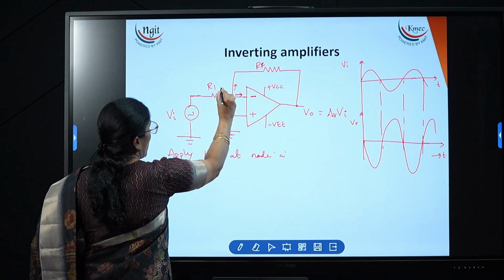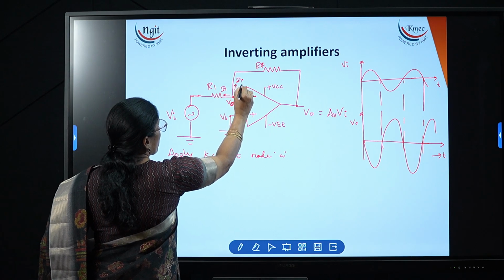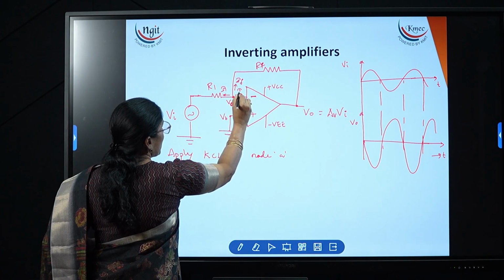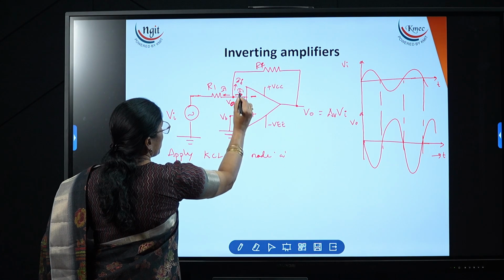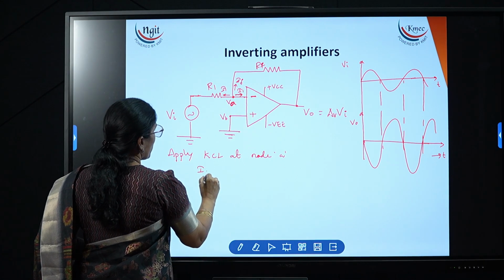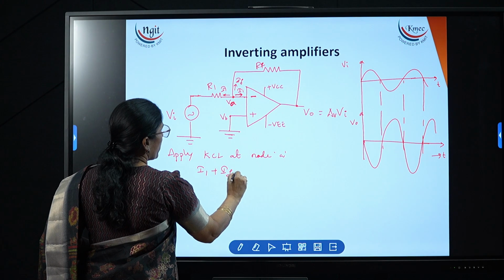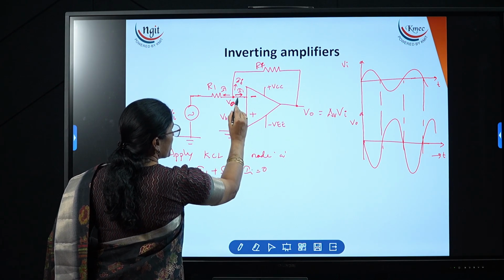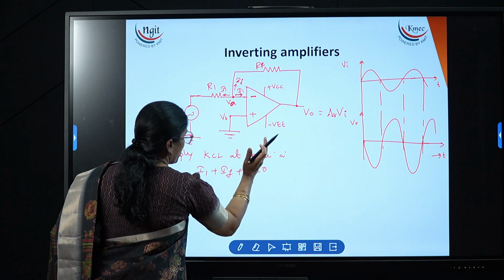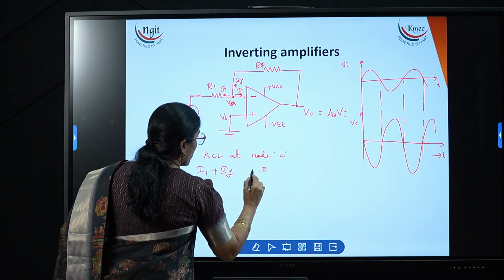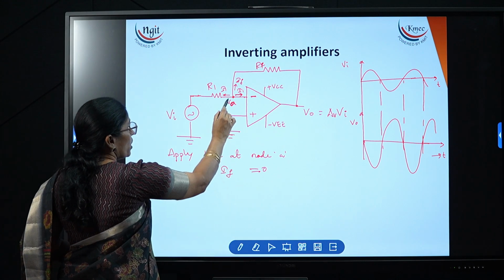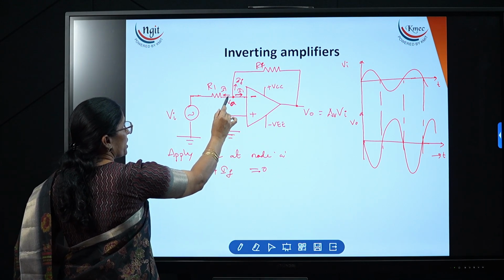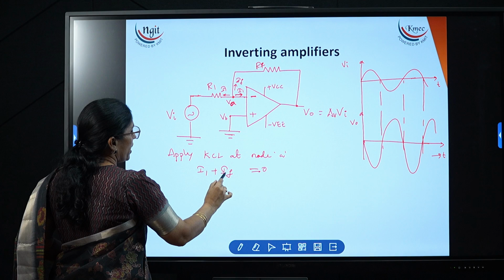Now if you write the KCL, how to write it? If I take this as I1 current, this as IF current, and this as I in current, then I can write I1 plus IF plus I in is equal to 0. Here this current I in is 0. Why is it 0? Already we have discussed that it is because of the very high input impedance. So here we only have to take two branches, this branch and this branch, I1 and IF.